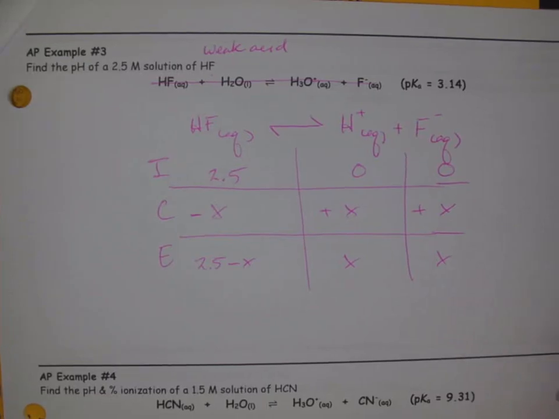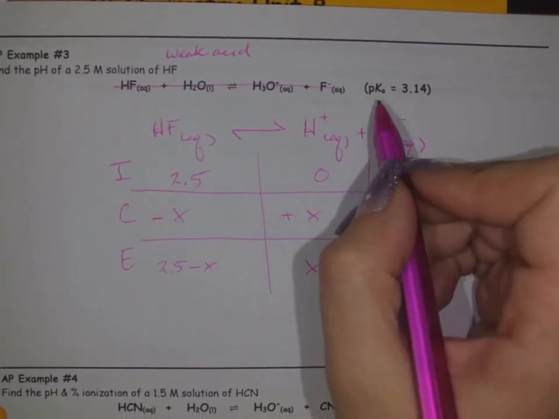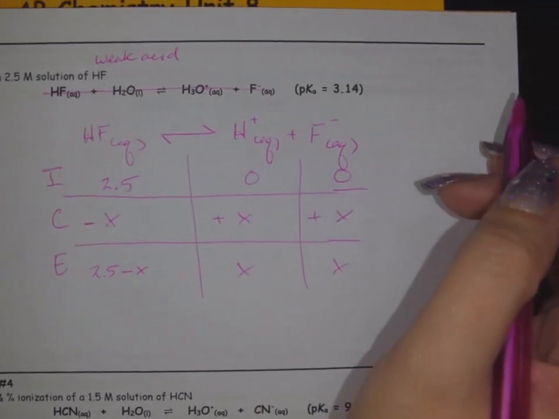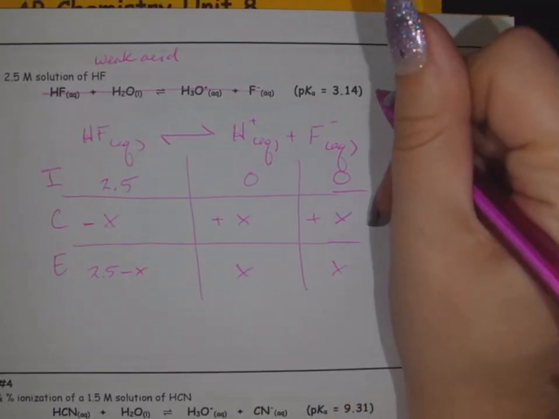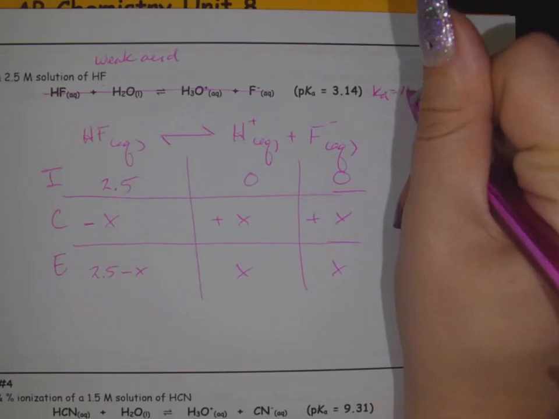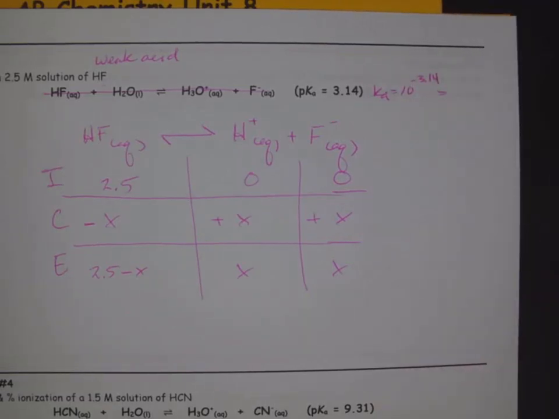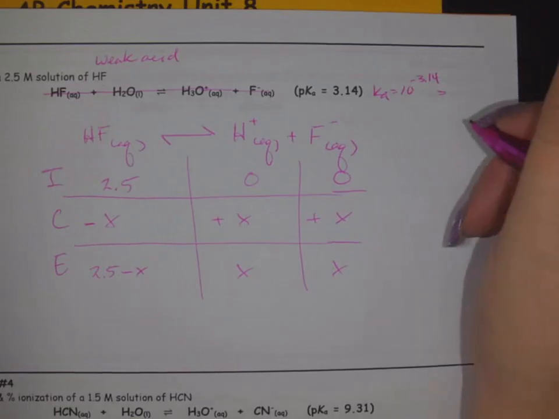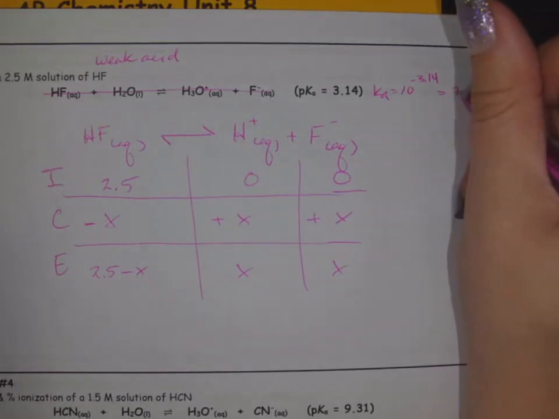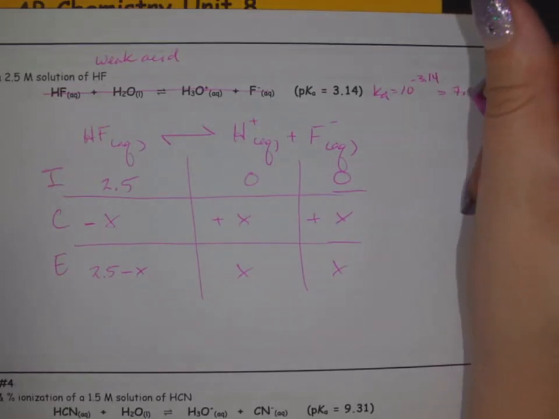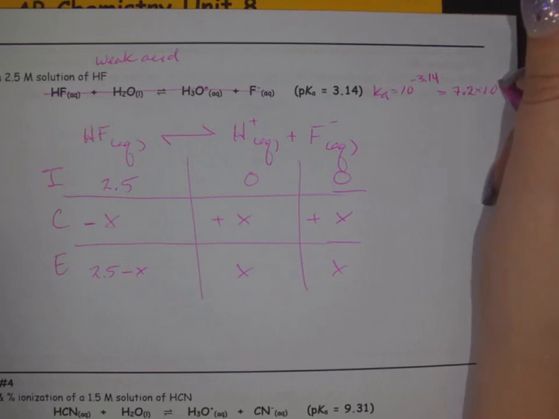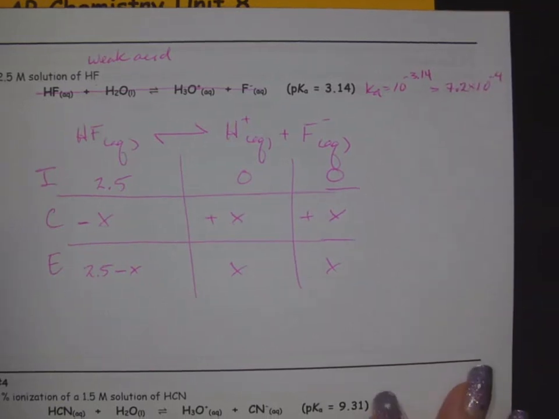Now, the other important thing here is if they give me a pKa, I need to change it to a Ka. So my Ka is equal to 10 raised to the negative 3.14. If it's helpful, we can plug it in: 10 raised to the negative 3.14, and that's equal to 7.2 times 10 to the negative 4. So that's what Ka equals.